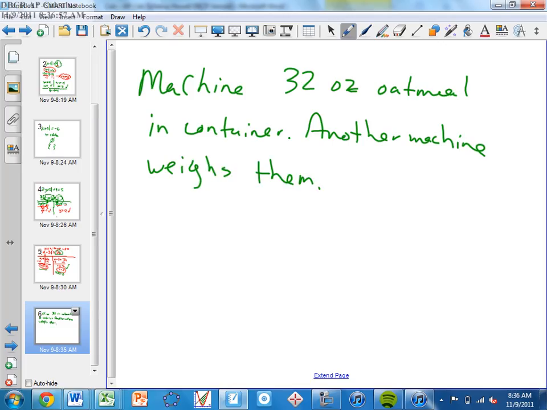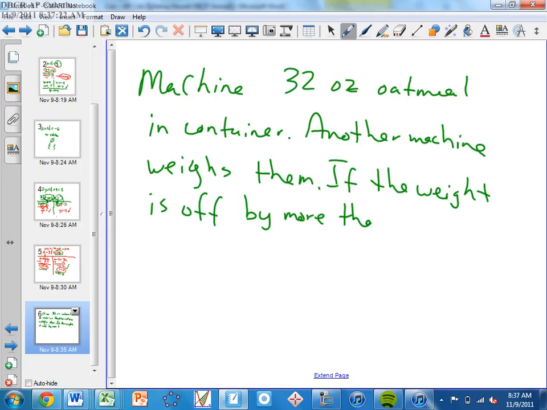Now, if the container's weight is off by more than 0.5 ounces, the container is sent back to the assembly line to get refilled. Again, if the weight is off by more than 0.5 ounces, the container is rejected, which means it's sent back to the assembly line to get fixed.